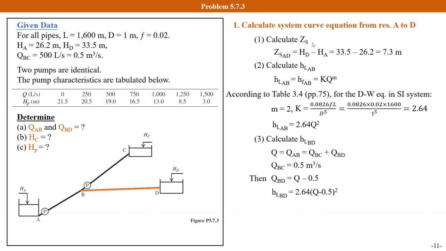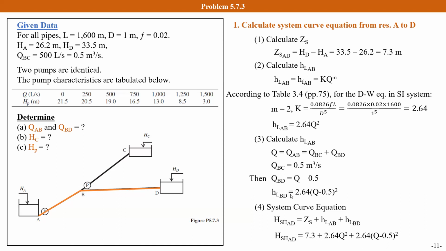So currently we have the water rise, the head loss in pipe AB and the head loss in pipe BD. The next step, we can calculate the system curve equation from reservoir A to D. It equals the water rise plus the head loss. If we bring the equations into the system curve equation, we can get this value. We can use the flow rate to represent the system head from reservoir A to D.